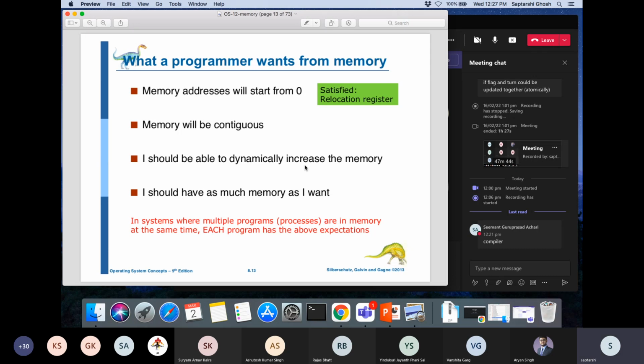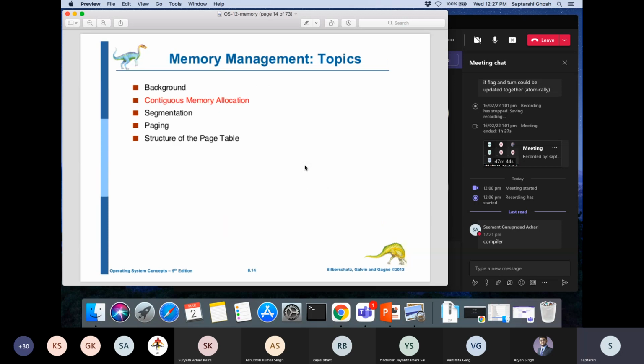Okay, if not, let me proceed. So let's go ahead with the second expectation from the programmer's point of view. That is, the memory will be contiguous. Fine. So let us try to give contiguous memory to every process. Then we will see what are the difficulties with that. So let us go ahead with contiguous memory allocation.